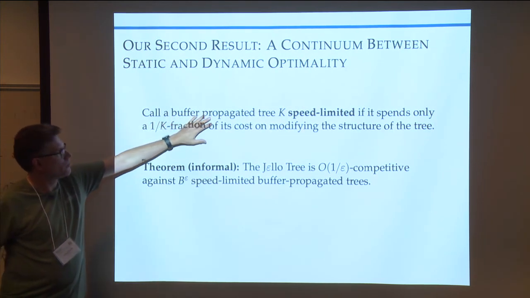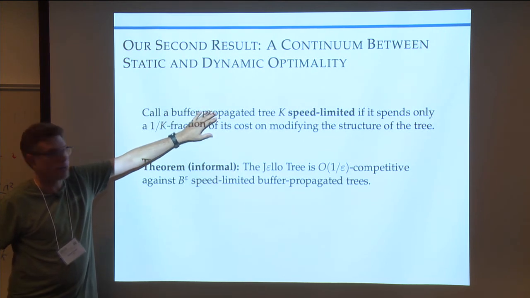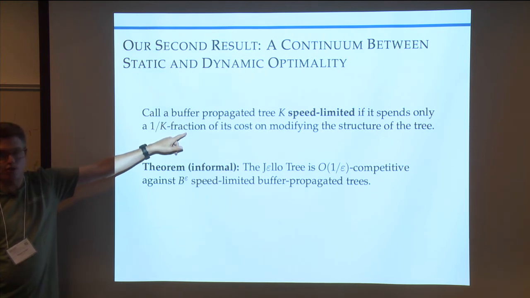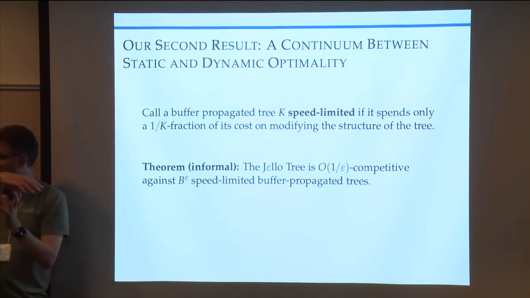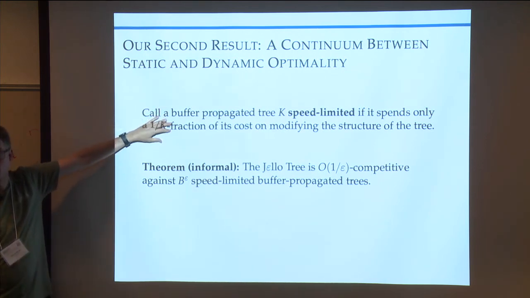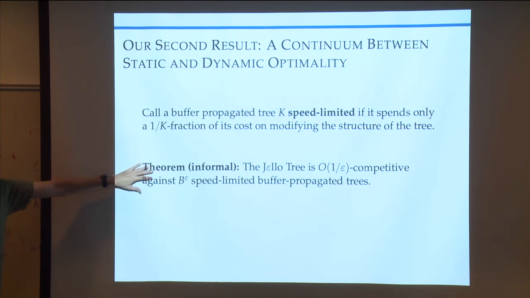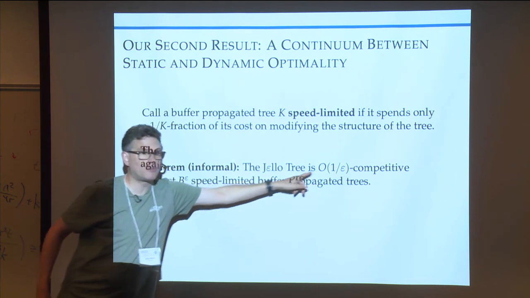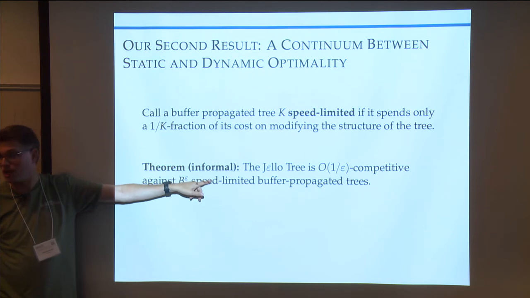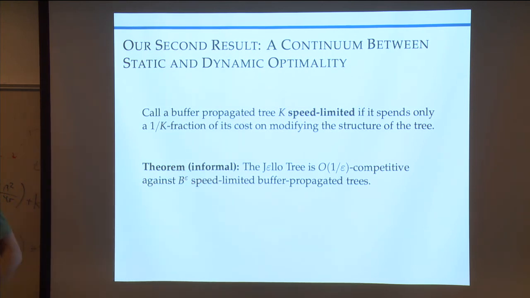And the buffer propagated tree is k speed limited if it also can modify the structure of the tree, like when changing the fan out and merging and splitting and so forth, but it doesn't spend too much of its time on this. And so the theorem, said informally, is that the Jello tree is also 1 over epsilon competitive against a B to the epsilon speed limited buffer propagated tree. So this is this intermediate notion between static and fully dynamic.